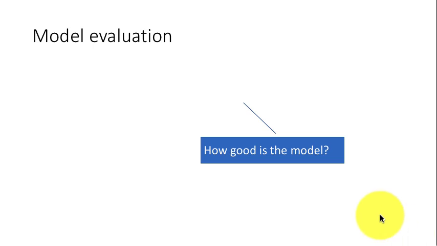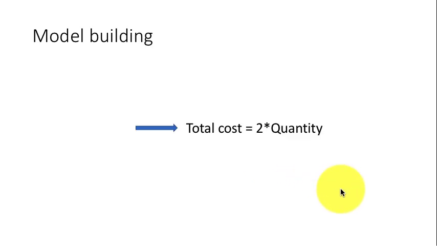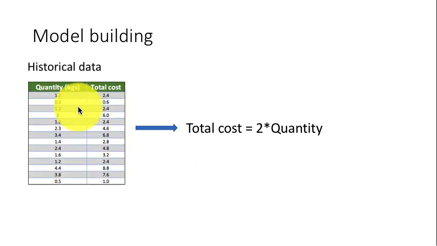This is really what the whole process of predictive analytics is all about. So how do you evaluate the model? Here we've got historical data from which we've built a model, just like we looked at the patterns and arrived at a model. The question is, how good is this model? How can we determine how good the model is? In this case, we took the historical data and identified one pattern: the total cost is 2 times the quantity. That's our model based on historical data. Now, how good is this model?